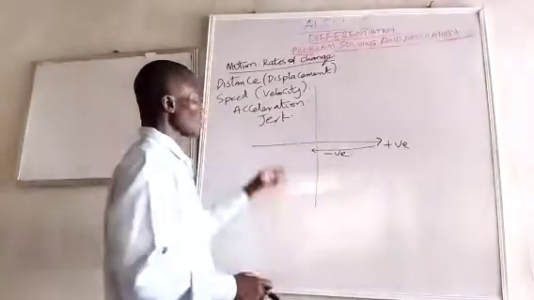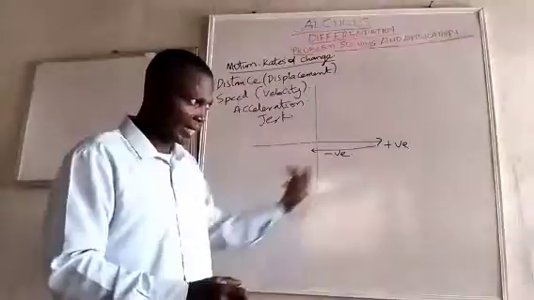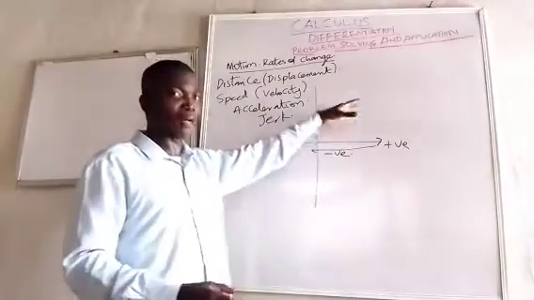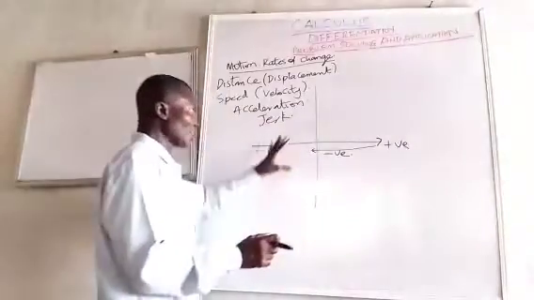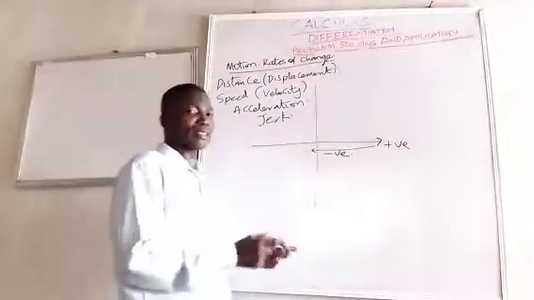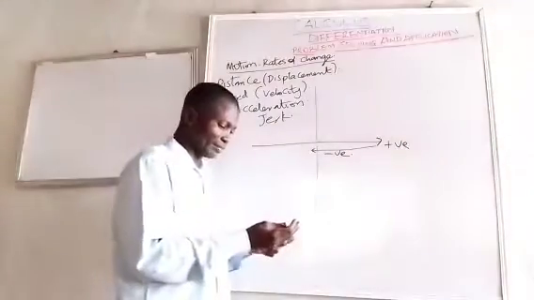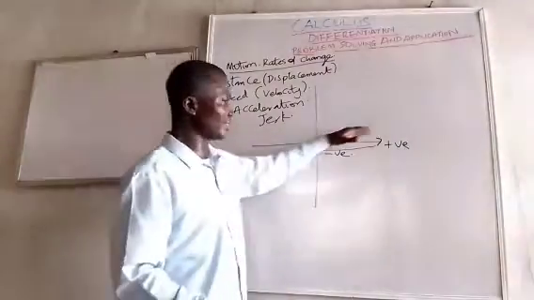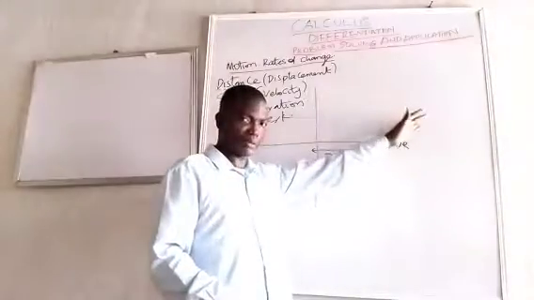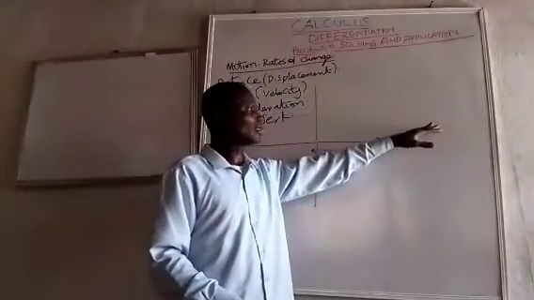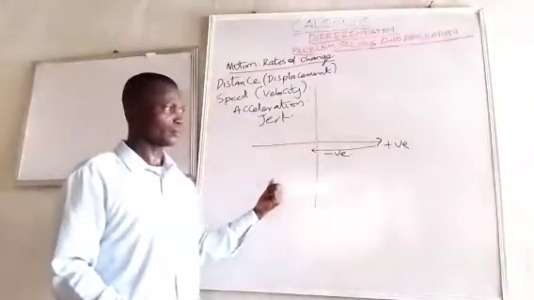In this class, you consider one direction positive and the other direction negative. You don't bring in the angle of direction. That is, it moves in one direction positive, the opposite direction negative. So if the velocity is increasing and moving towards this direction, it's considered positive. If the velocity is towards this direction, it is negative.